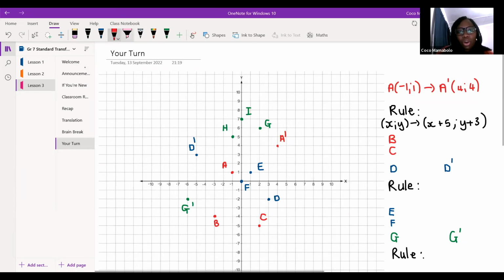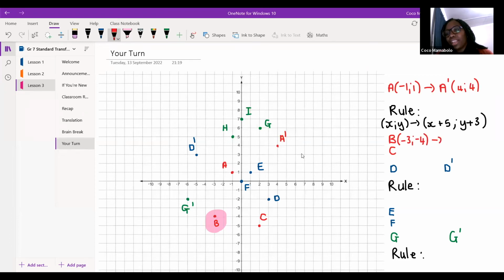Can you guys give me the coordinates for B, please? Give me the coordinates for B in the chat. Somebody's like, who made math? Karabo, many people. B is negative 3 and negative 4. Well done, Dine and Hermione and Yonela. Good. Negative 3 and negative 4.